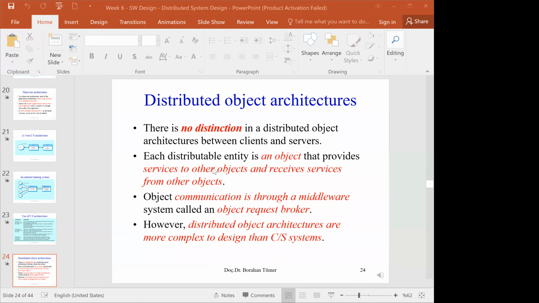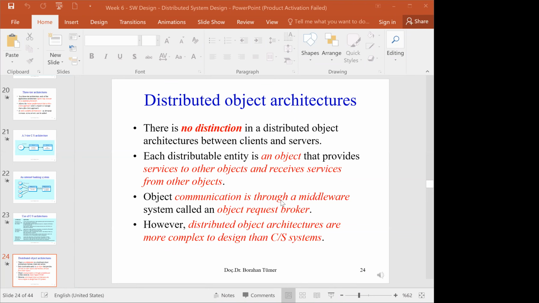This slide concludes our discussion about the client-server architectures. Please, if you have any questions, ask through the chat panel. If necessary, I can also unmute you so that you can direct your question by audio. Do you have any questions on the client-server architectures? Okay, then I continue with the distributed object architectures.